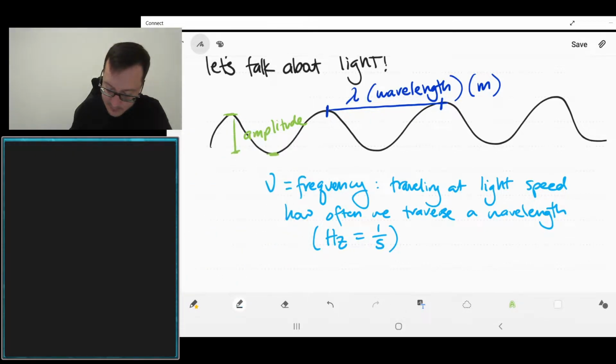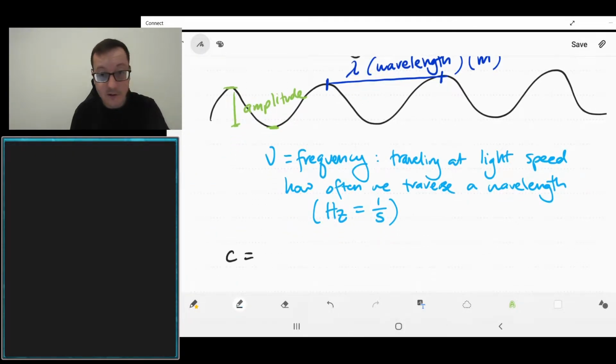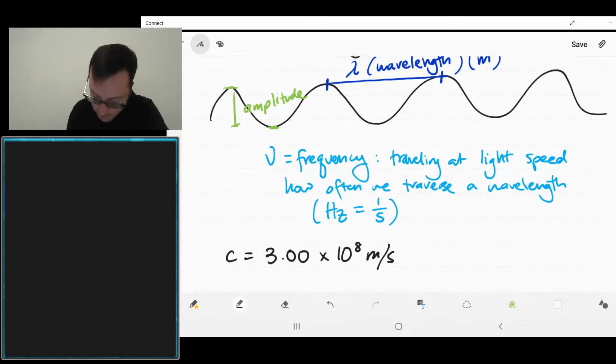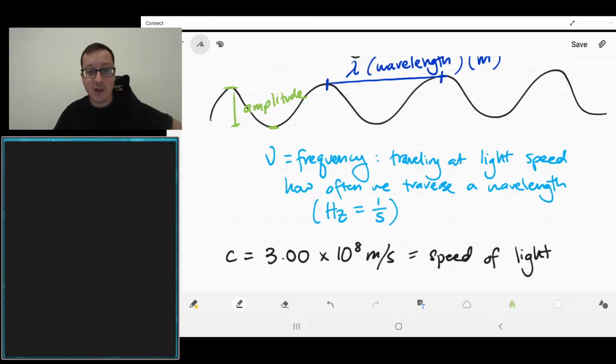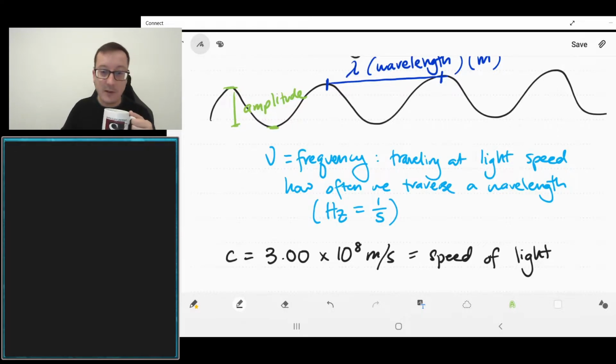One more bit for us to know is that electrons do travel roughly at the speed of light, although we're talking about light, so of course it is traveling at light speed. This is the speed of light here. We're going to be able to interchange three of these things. The amplitude we're not really going to talk about, so amplitude goes out the window. But wavelength and frequency we're going to talk about a lot. The speed of light is going to help us interconvert between them.